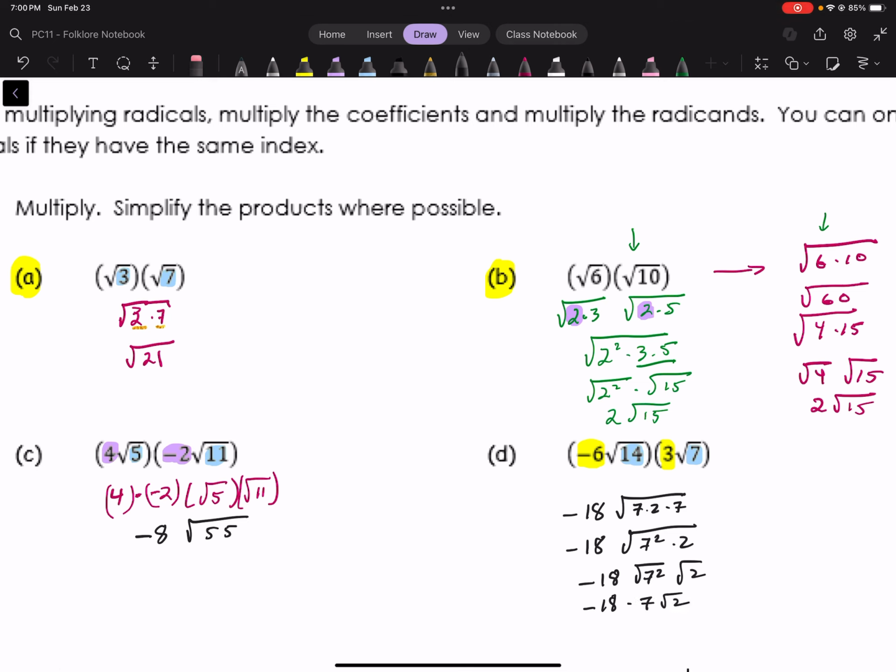So off the top of my head, I'm going to have to multiply those two numbers. I don't know what that product is, so I have to go 18 times 7. I believe it's 126. So if I don't know the product in my head, I have to carry it out and show my work. So that's -126 root 2.